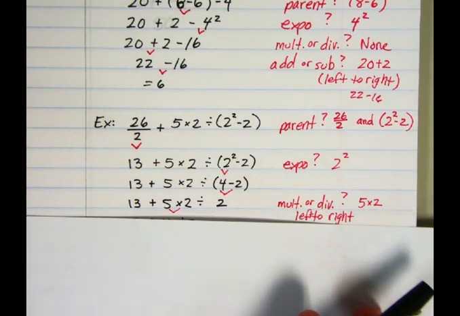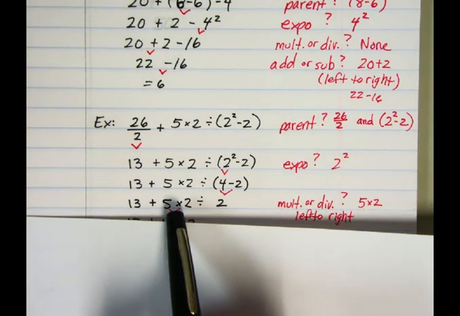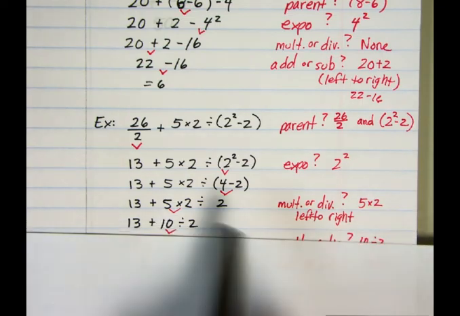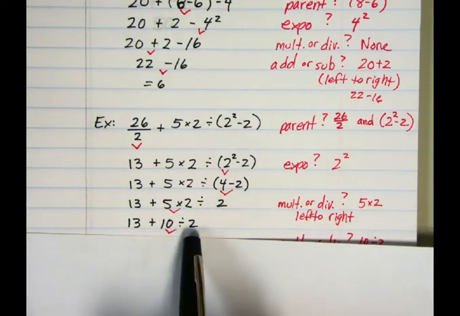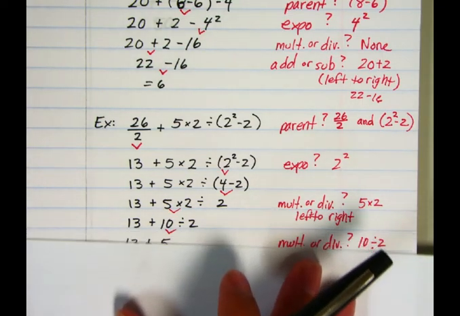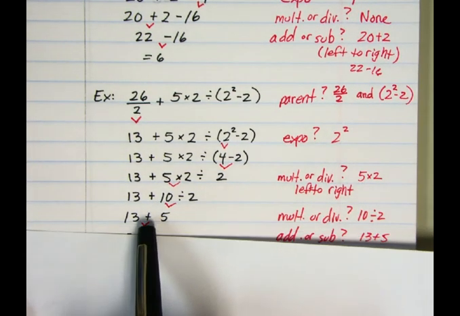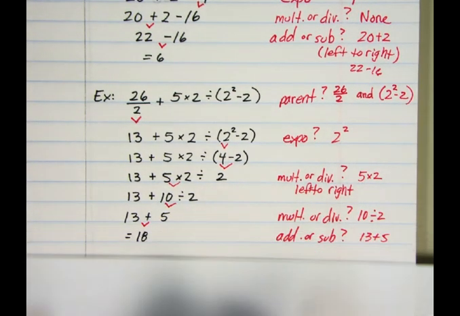Next, you ask division or multiplication. Yes, there is. Multiplication shows up first as I go from left to right. So I do that first. 5 times 2 is 10. And then division. 10 divided by 2 goes back to 5. Last but not least, any addition and subtraction, well, that's the only thing left is to add. And you come up with 18 as your final answer.